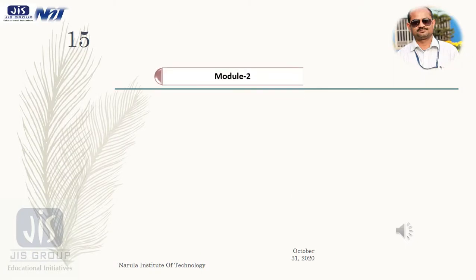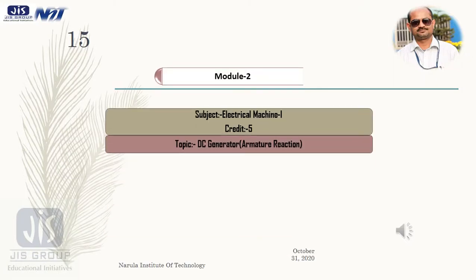Okay, so in our last class we started module number 2 of the curriculum of Electrical Machine 1, and in the last class we discussed construction and EMF equation of DC machines. Today we are going to discuss the armature reaction of DC machines, both for generator as well as motor.